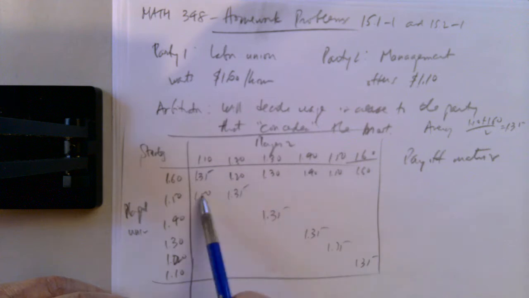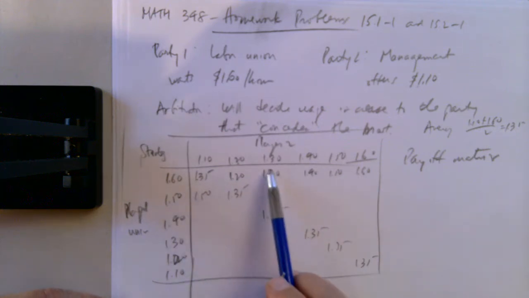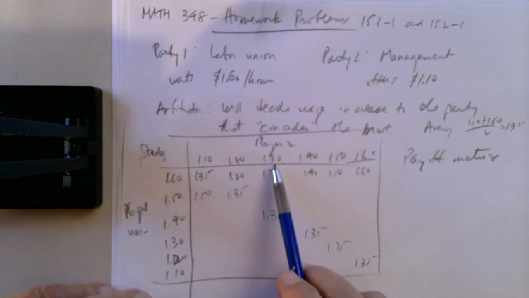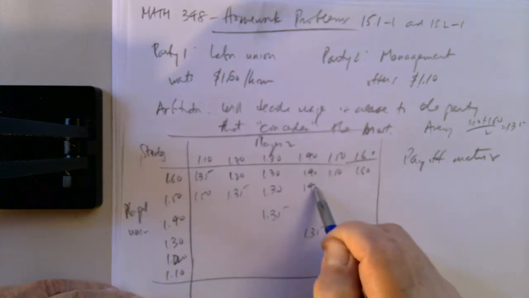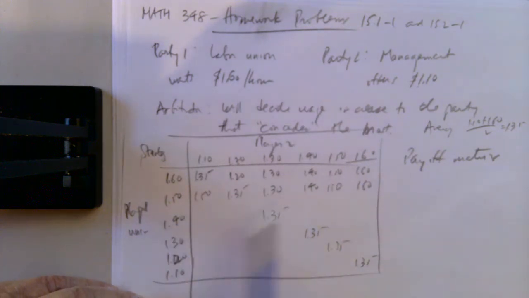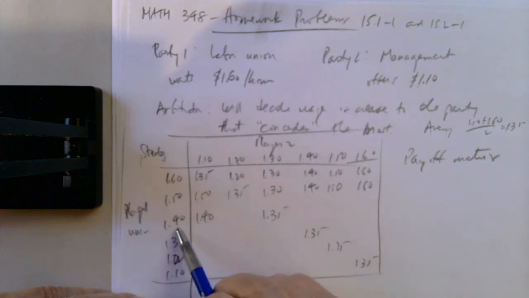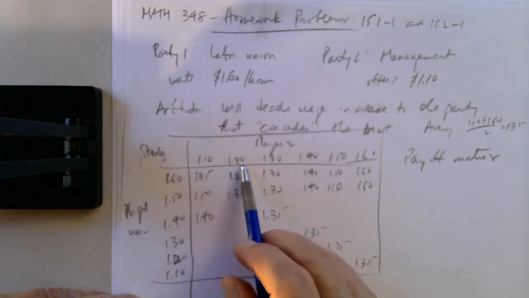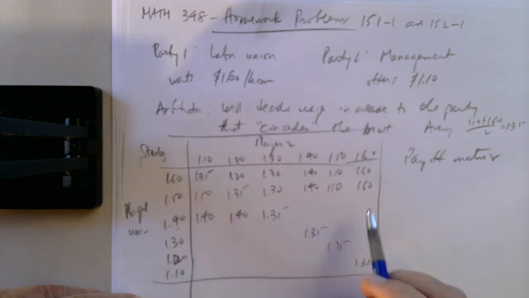What about the rest of this row? Here, the union has conceded 10 cents, but in each of these, management has conceded 20 cents or more, has conceded more. So the arbitrator goes with management. Here, the union has conceded 20 cents. The management has conceded nothing, so it goes to the union. Here, union has given up 20 cents. Management has increased its offer only by 10. So the arbitrator still goes with the union.